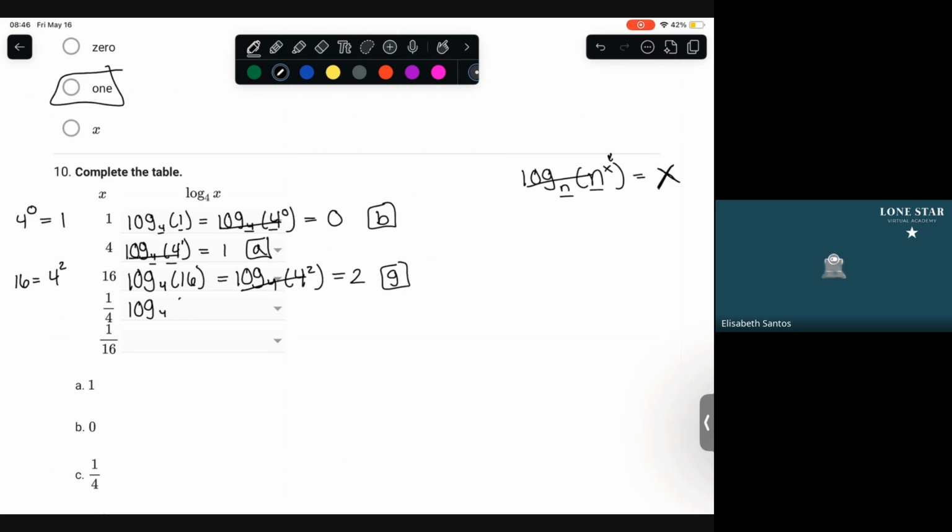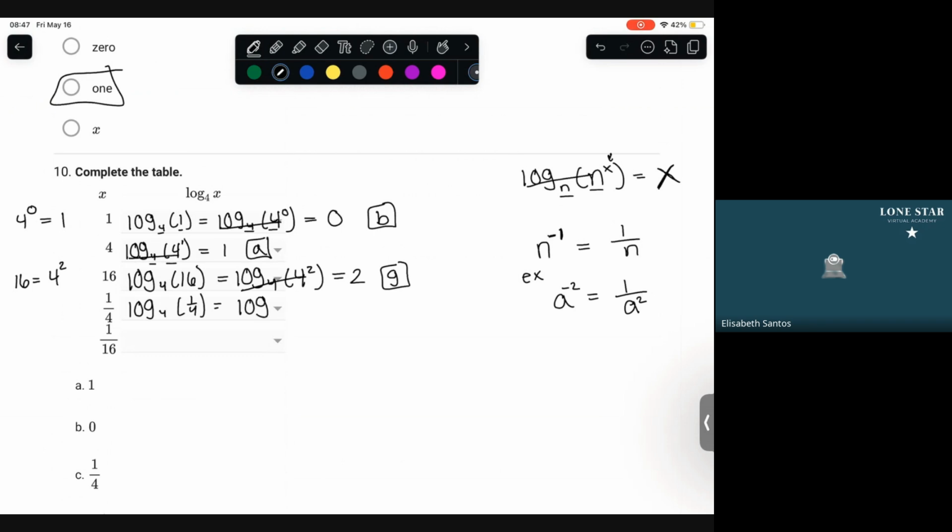Then we have log 4 of 1/4 here. One thing we need to remember is that if we have a number with a negative exponent, like a negative 1, that number flips. For example, if I have a letter A to the negative 2, that becomes 1 over A squared. And then vice versa. So that's basically what we're going to do here.